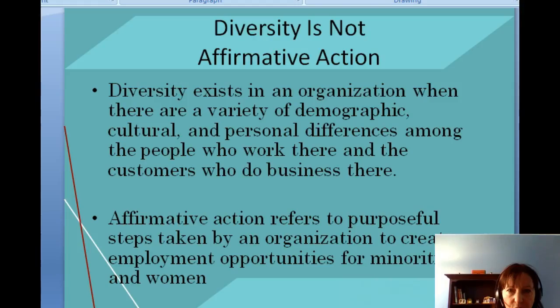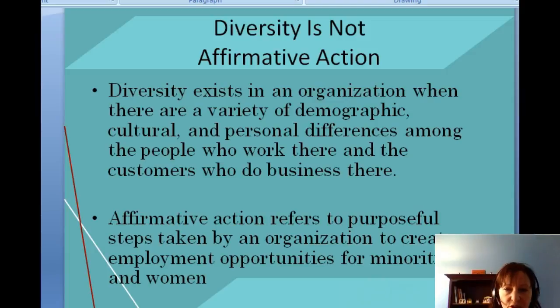Again, I'll leave it to you to go through the learning outcomes. The first point I want to make here is that diversity is different from affirmative action. And with affirmative action, I do want to also be clear on a couple of things because there's a lot of confusion surrounding what affirmative action is and what it isn't.